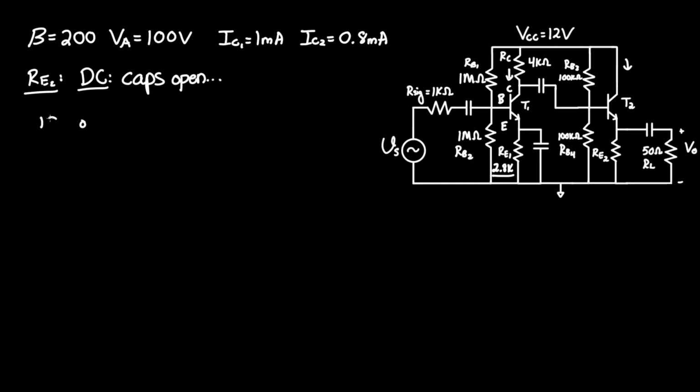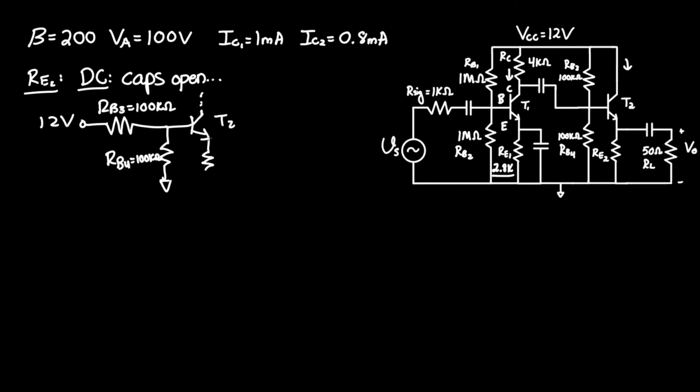Drawing the equivalent circuit, we again have 12 volts going into RB3 of 100 kilo ohms, connected to RB4 of, again, 100 kilo ohms, feeding into T2. We don't need to know what's up here yet. And we have RE2, which we're trying to find.